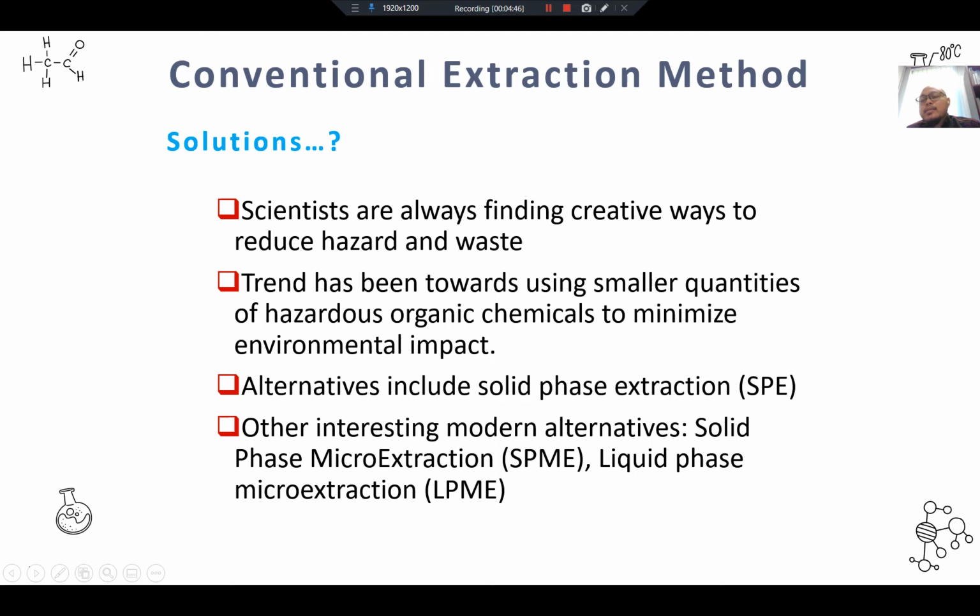So the solution: scientists are always finding creative ways to reduce hazard and waste. Nowadays we are moving towards greener methods. The trend has been towards using smaller quantities of hazardous organic chemicals to minimize environmental impact. For example, what we do is try to find greener solvents, or we try to miniaturize, reducing the scale to something smaller. Alternatives include solid phase extraction, but we still put it under conventional because it still uses a lot of solvent. Other interesting modern alternatives include SPME and liquid phase microextraction, which we will discuss in the next part.